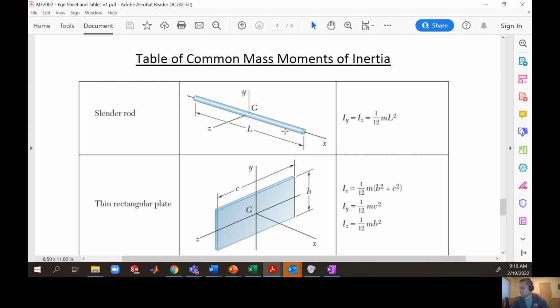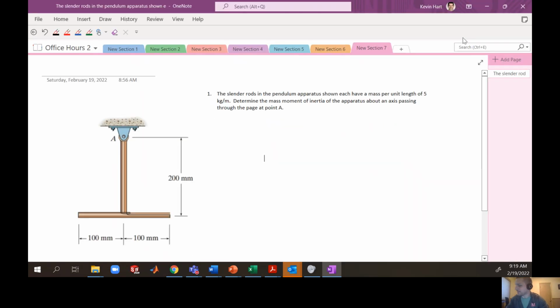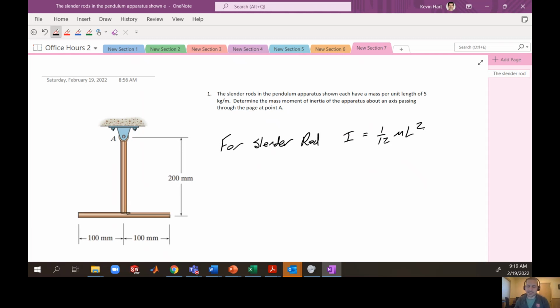Okay. So we could think about putting that information in, is that generally for a slender rod, I is equal to 1/12 ml squared. And specifically, this is the mass moment of inertia about an axis passing through the center of the rod. So we have to remember that, like for this object here, that would be an axis passing through the center of this rod. And for this object down here, it would be an axis passing through the center of this rod.